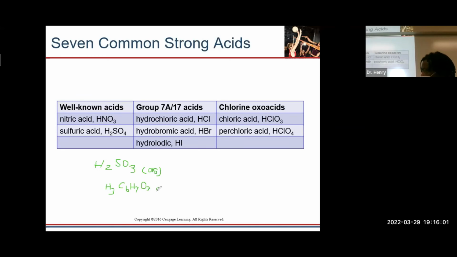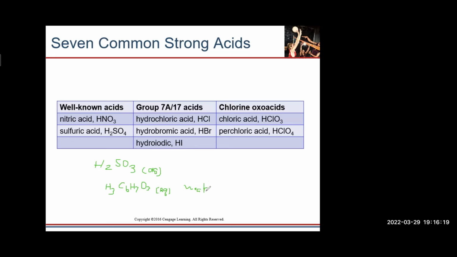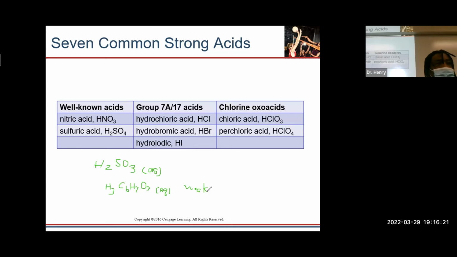This here is citric acid. So is that going to be a strong acid or a weak acid? Weak. Orange juice. And that kind of makes sense because we drink orange juice, right? Yep. Citrus, right? Citric acid.